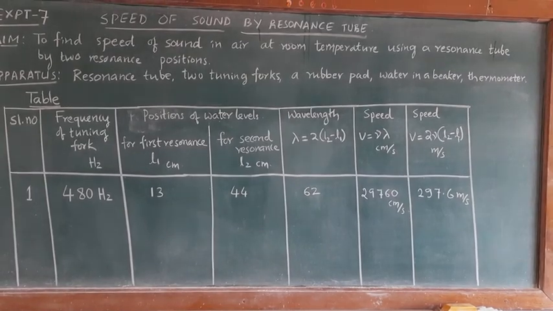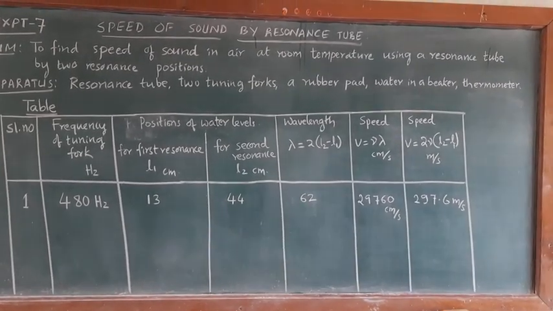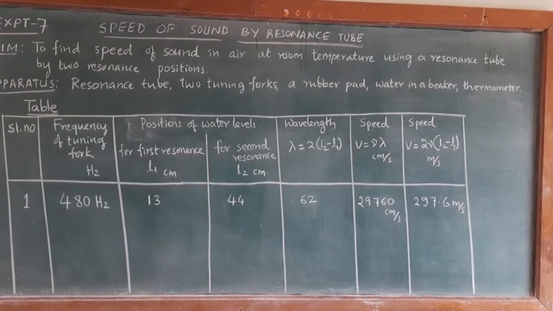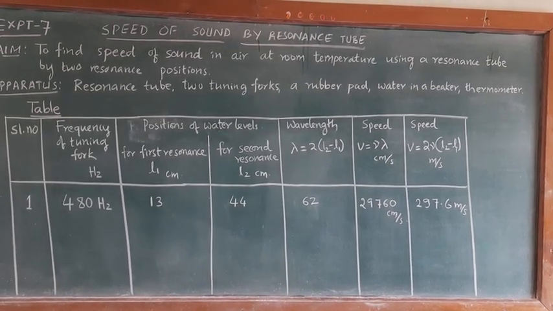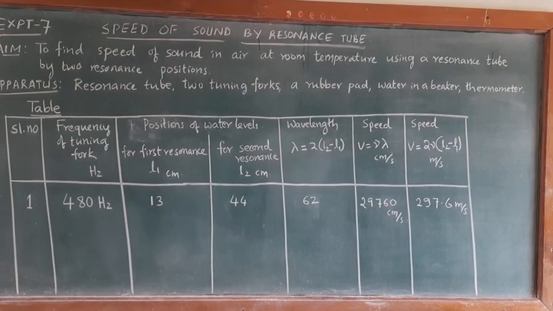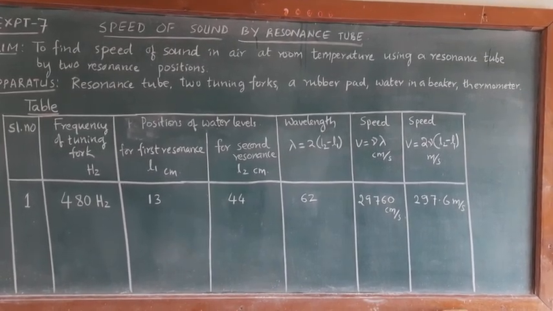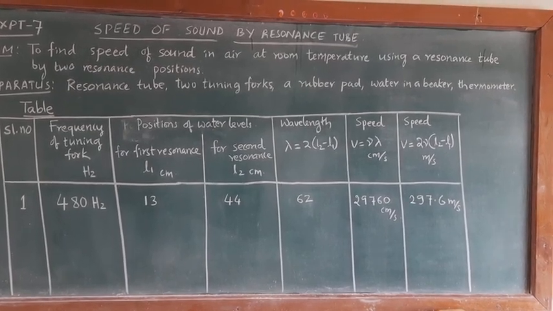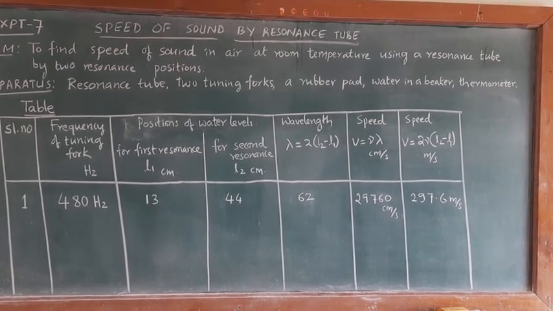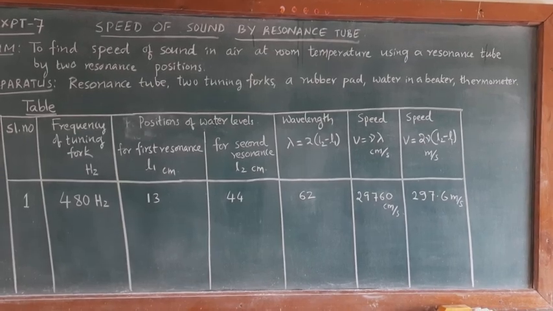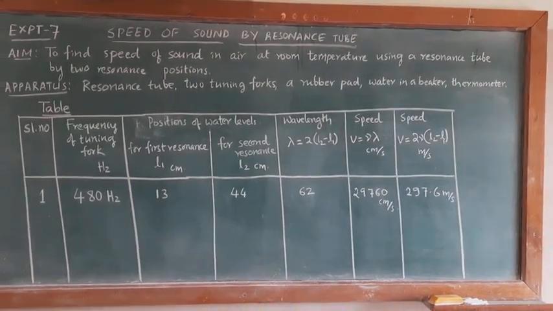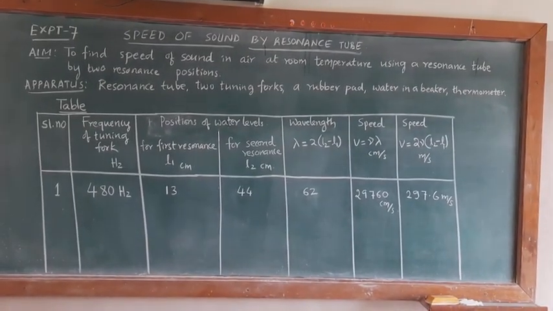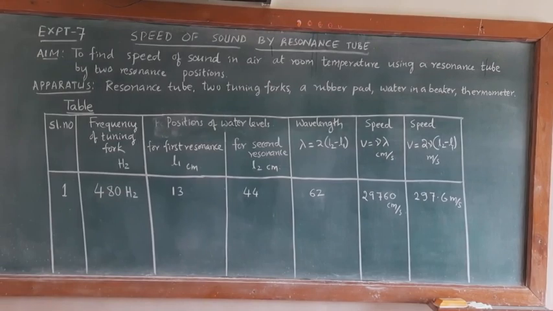And then the speed corresponds to 29760. If you calculate V equal to 2 times nu into (L2 minus L1), we get 29,760 centimeter per second. It should be converted into meter per second, so divide it by 100. When you divide it by 100, we get 297.6 meter per second. So actually the correct value should be around 334 or 330.